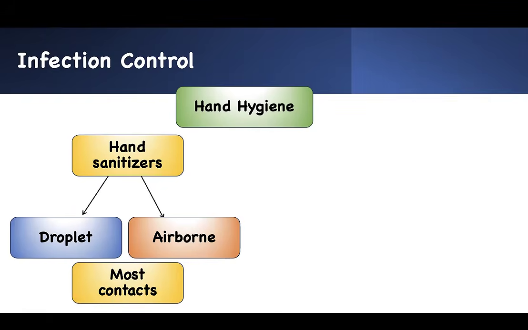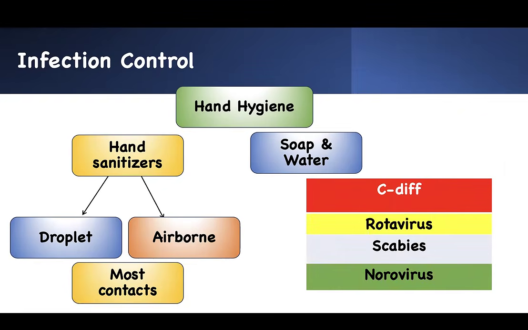The other option for hand hygiene is to wash your hands with soap and water. Therefore, which one do I use? Remember, hand sanitizer is mostly for contact precaution. Washing your hands is mostly for contact precaution. Therefore, if you see airborne precaution and you pick washing your hands, you're wrong. You've got to pick hand sanitizer. The only time you pick washing your hands with soap and water is for contact, but not all contact. It's for these guys: C. diff, rotavirus, scabies, and norovirus.